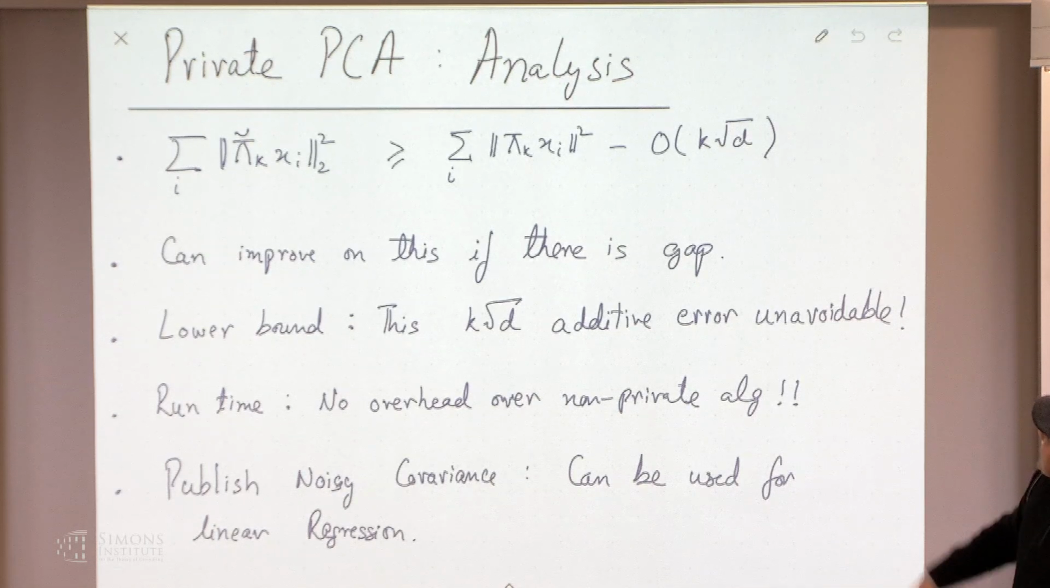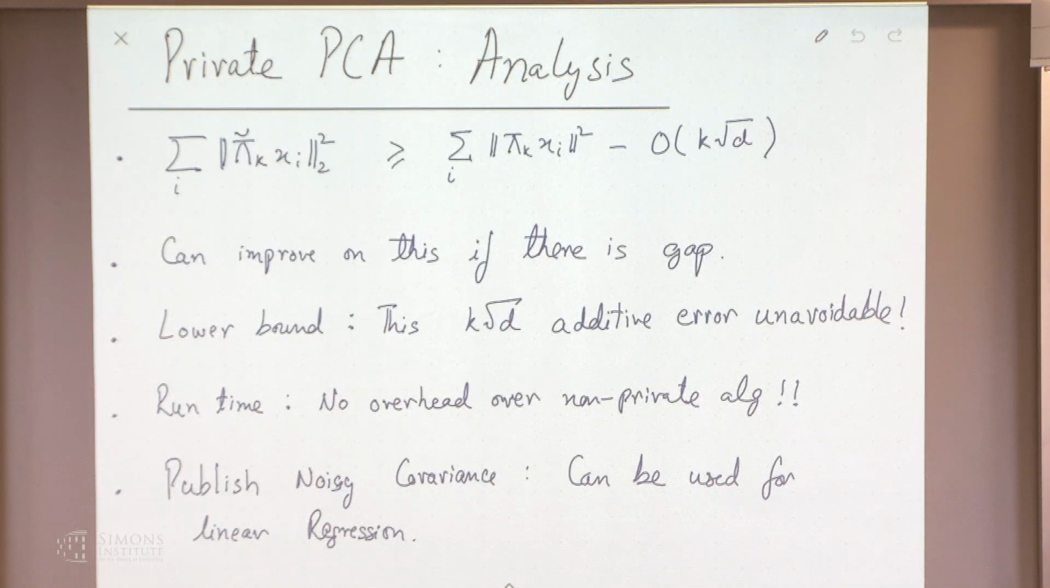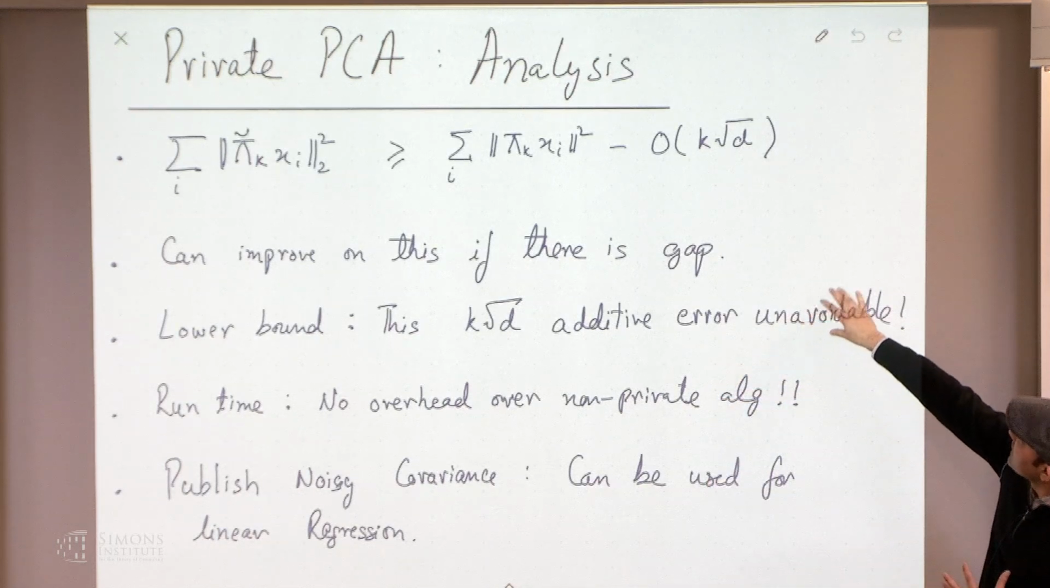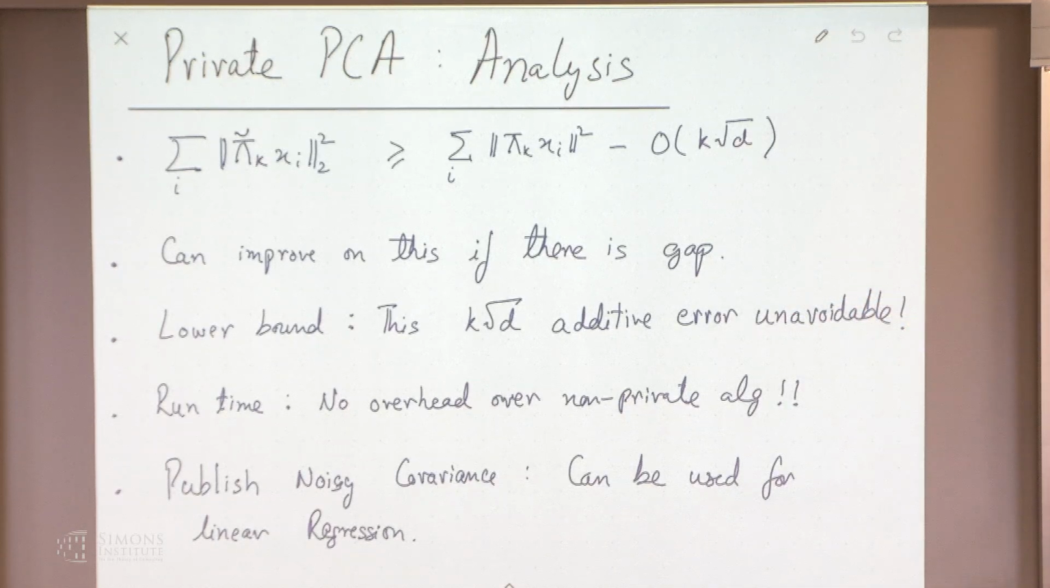You would be justified in asking, why should I have to pay this k square root d? Turns out that you can show a lower bound. Using this very powerful machinery of fingerprinting codes of Bun, Ullman and Vadhan, you can show that an additive k times square root d is unavoidable.